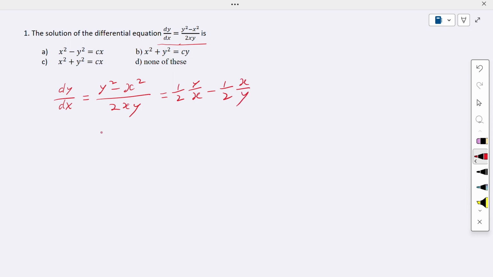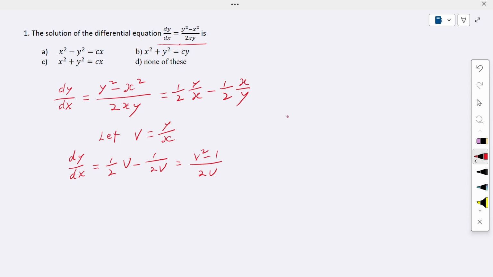We're going to do some substitutions here. Let's assume that v is equal to y divided by x. In this case, we can rewrite dy/dx is equal to 1/(2v) minus 1/(2v)... sorry, v/2 minus 1/(2v). Now this can be rewritten with a common denominator, so the numerator will be v squared minus 1.